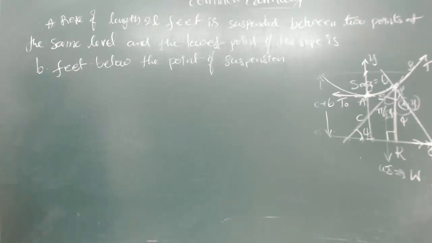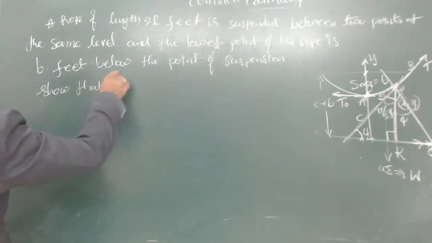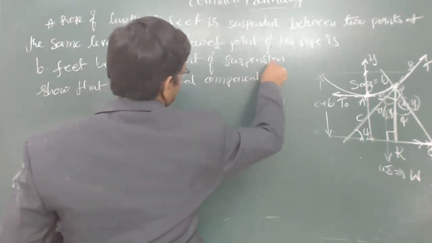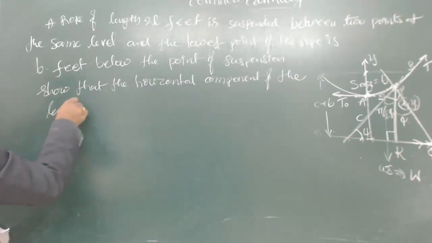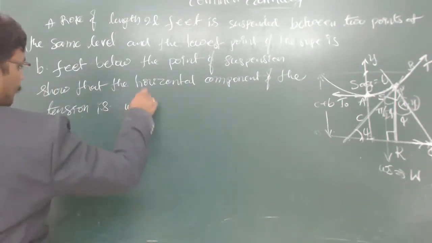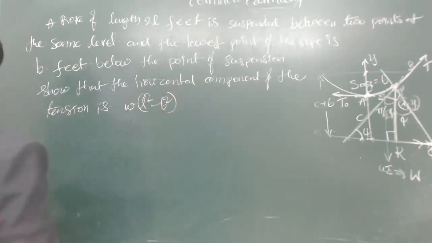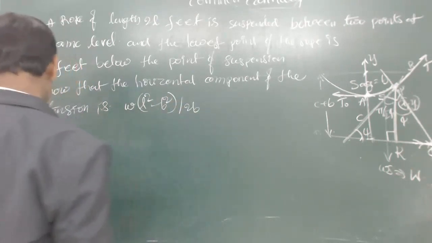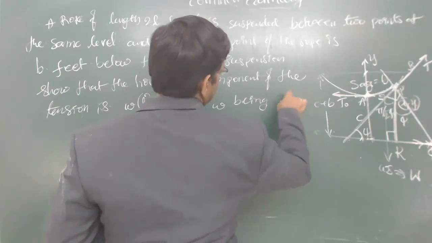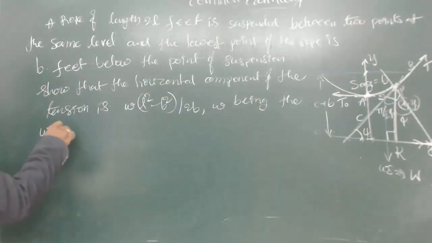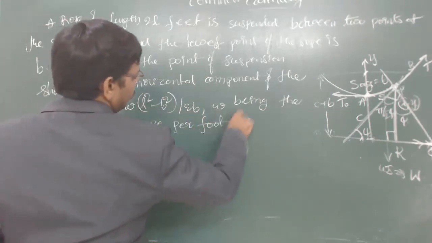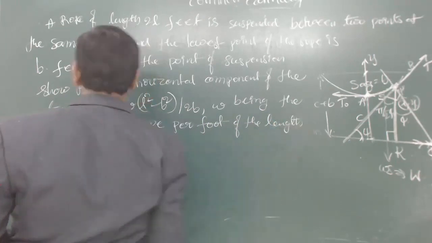Show that the horizontal component of the tension is W times (L square minus B square) divided by 2B, W being the weight of the rope per foot of the length. Can you try to solve this?